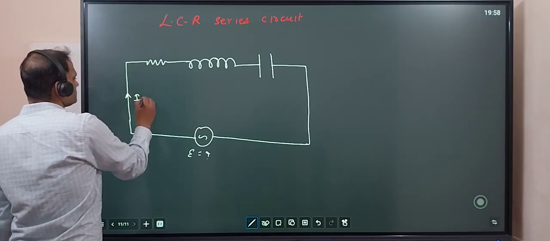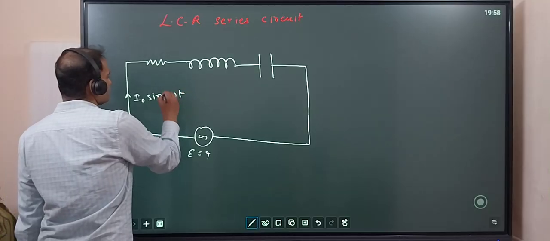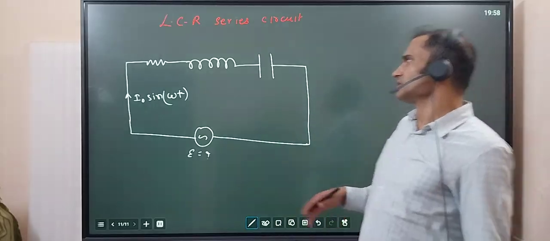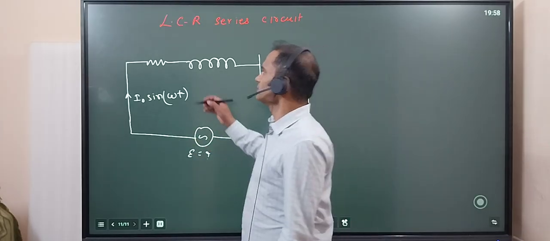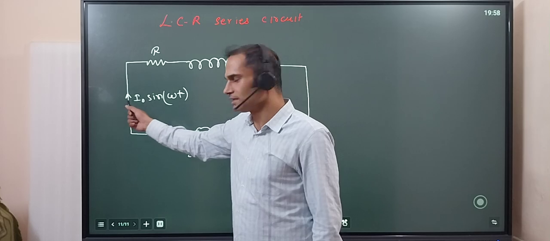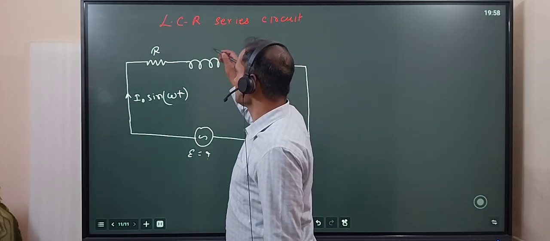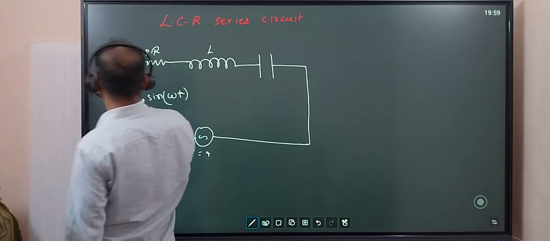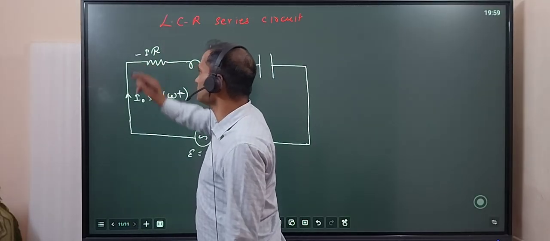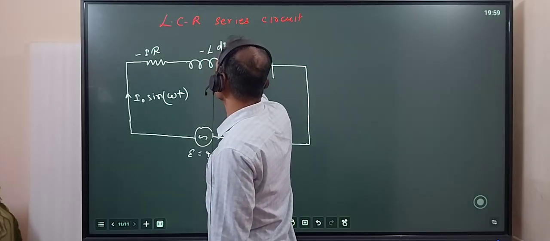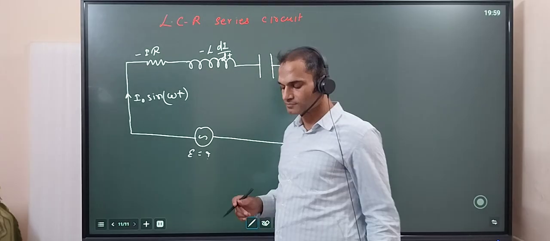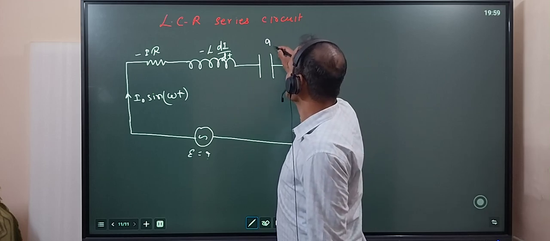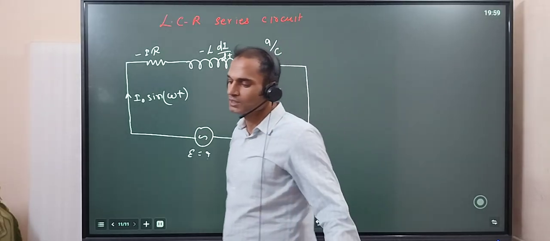What I am using here, I know the current. Why am I using this? Because this is a series circuit, everything will be the same. In resistance also the current will be the same, in inductance also the current will be the same, and voltage will be IR, right? And here the voltage will decrease. Here the voltage will be minus L di by dt, and here what will be the voltage? Q by C, right? Q by C.